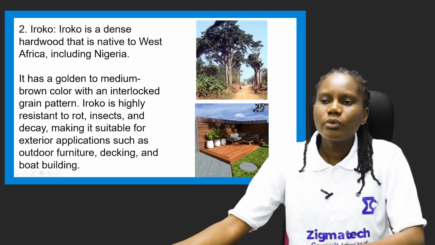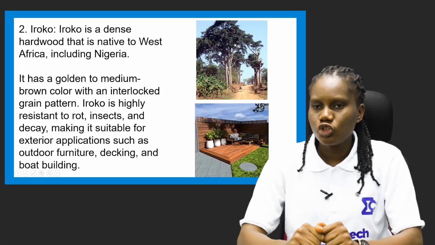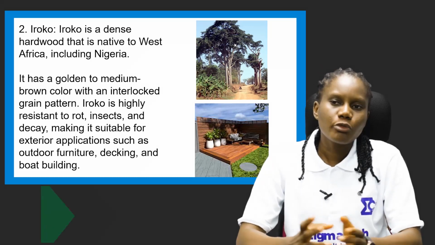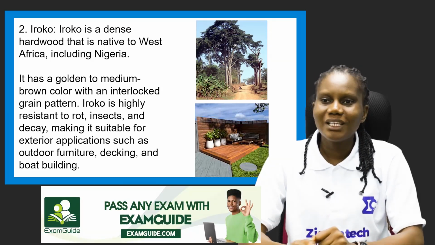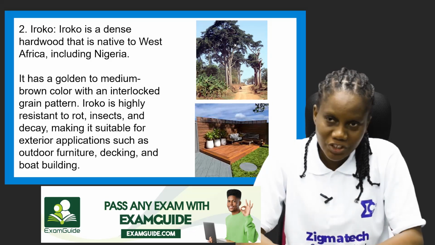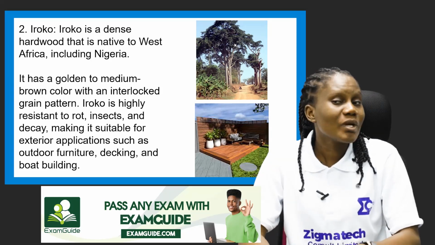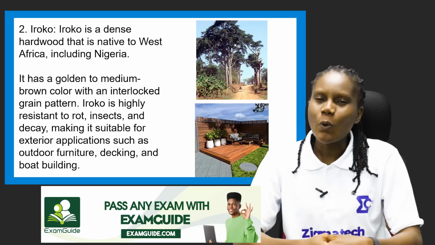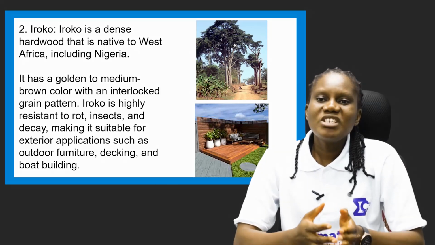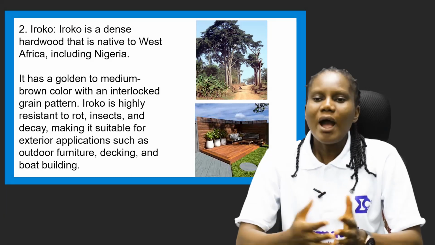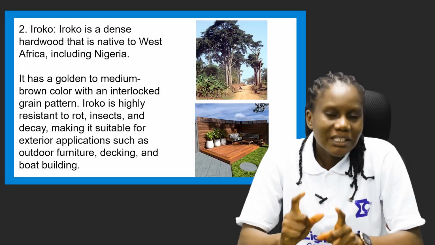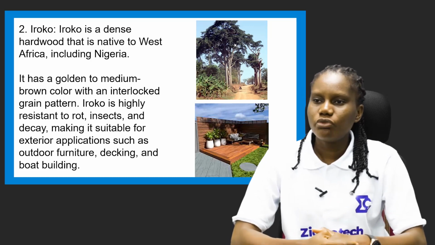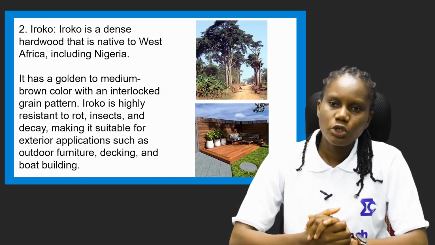The number 2 hardwood we're going to be looking at is Iroko. Iroko is a dense hardwood that is native to West Africa, including Nigeria. I hope you know that Nigeria is in West Africa. That is why we have WAEC, the West African Examinations Council. So Iroko is native to West Africa, including Nigeria. And on the picture there you can see the Iroko tree.